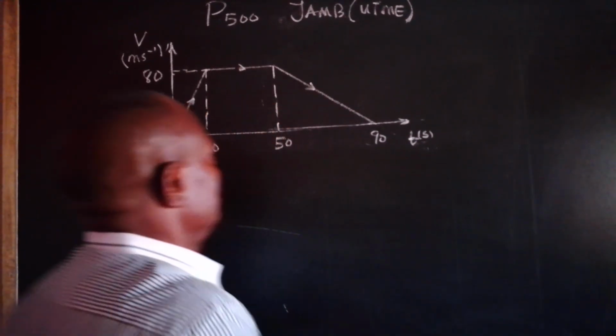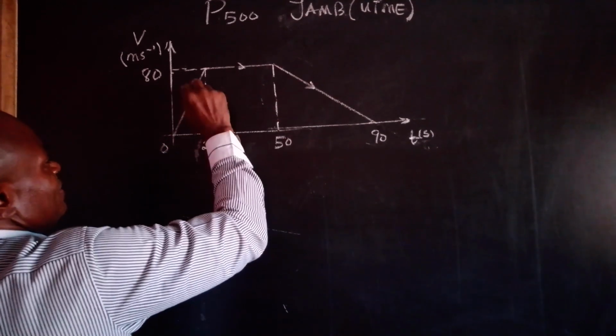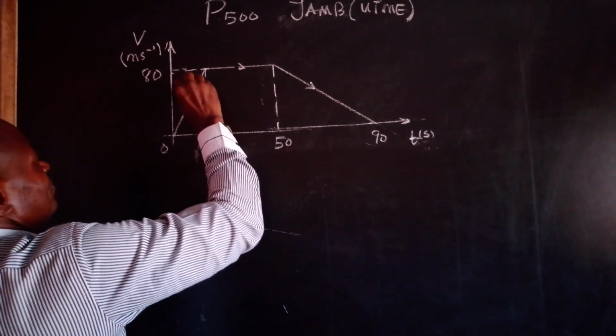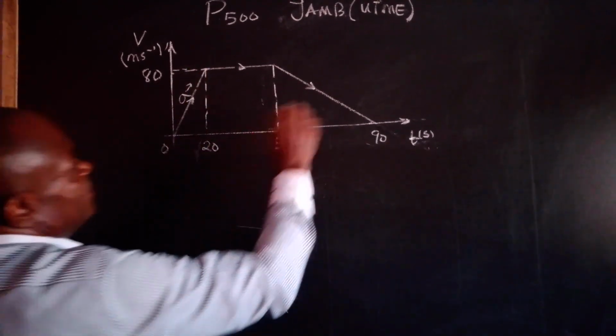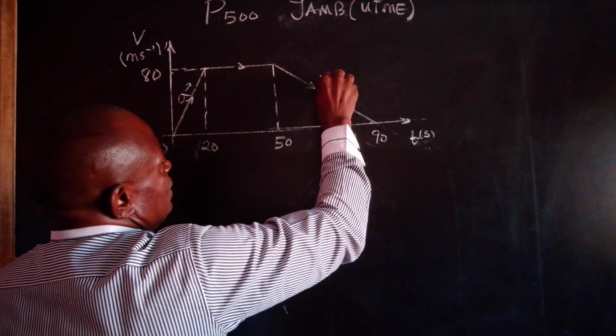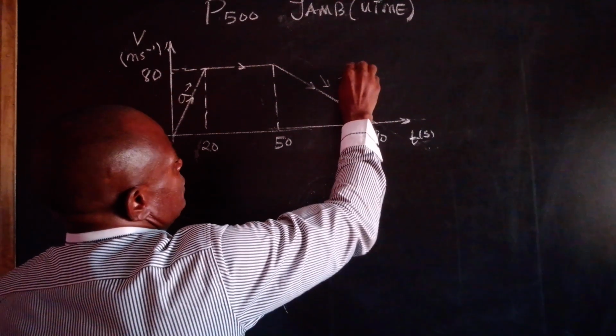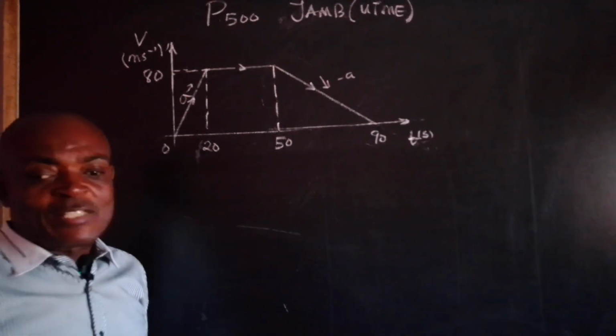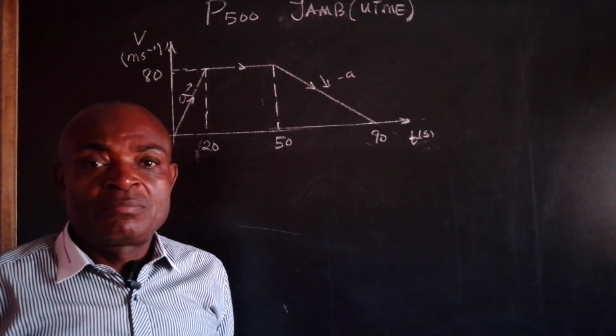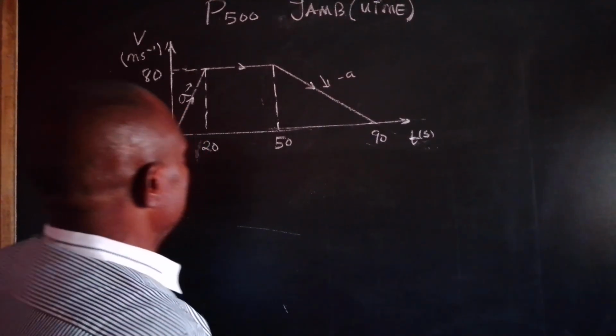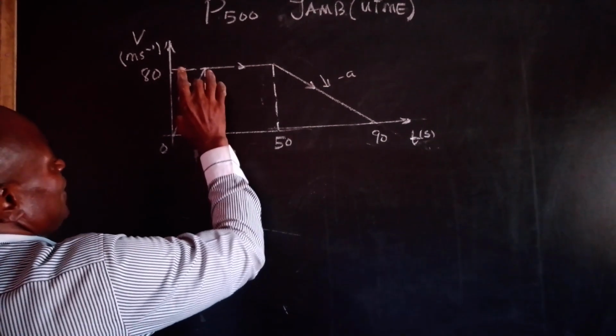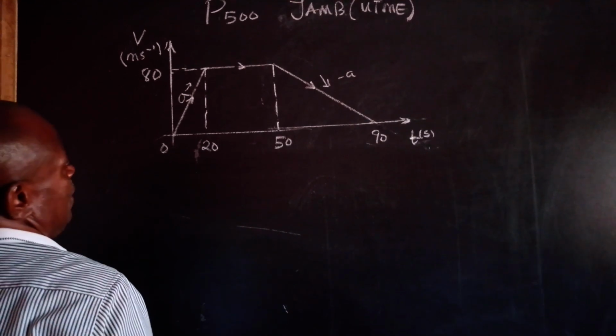All right, here is the problem before us. The acceleration is along this side, and then the retardation occurs along this side. Retardation is the opposite of acceleration. So we have them like that. So the first thing we have to do is to find the value of this acceleration.